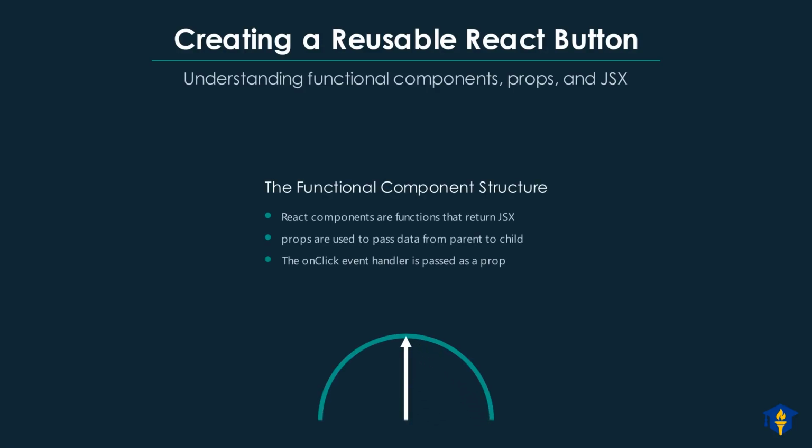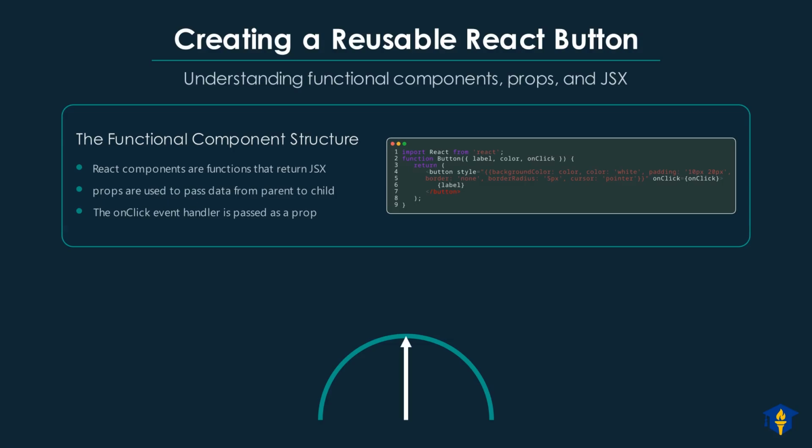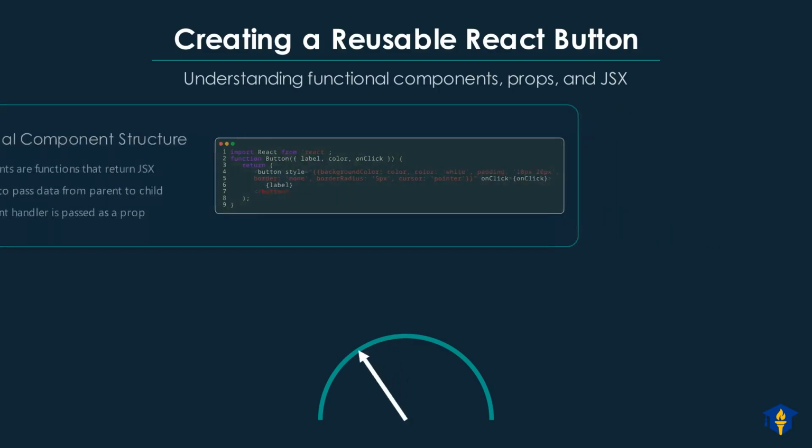Here, we look at the functional component structure, which defines our reusable button. React components are functions that return JSX, using props to pass data, and onClick for event handling. This code defines a React functional component named Button, accepting label, color, and onClick as props.